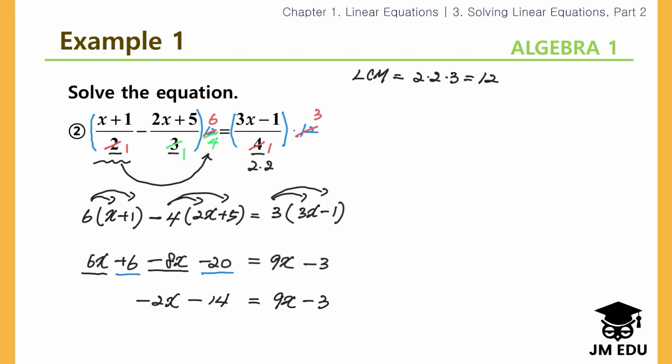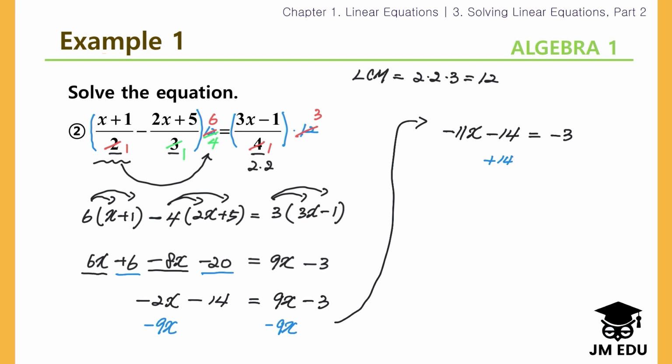So far so good. So let's eliminate 9x by subtracting 9x each side. So that's going to be, let's rewrite right over here. We have negative 11x minus 14 is equal to minus 3. Now add 14 to eliminate negative 14 on the left hand side. So we have negative 11x is equal to negative 3 plus 14, that's positive 11, right?